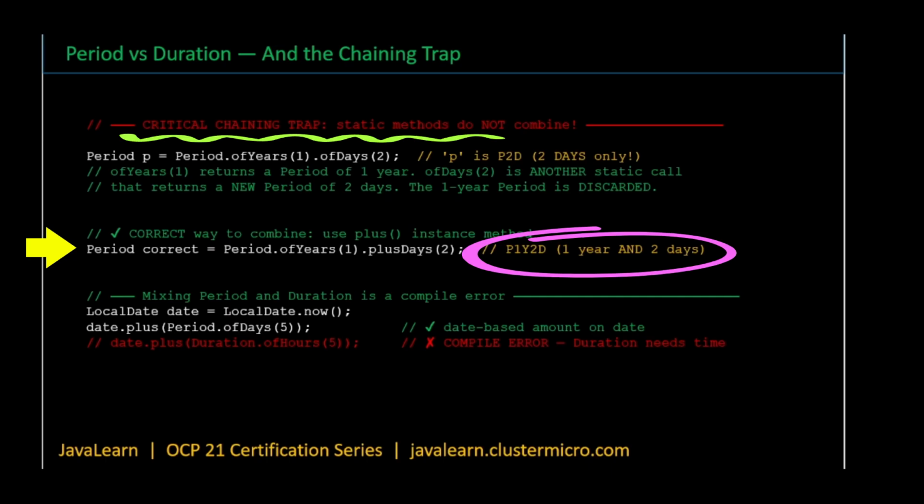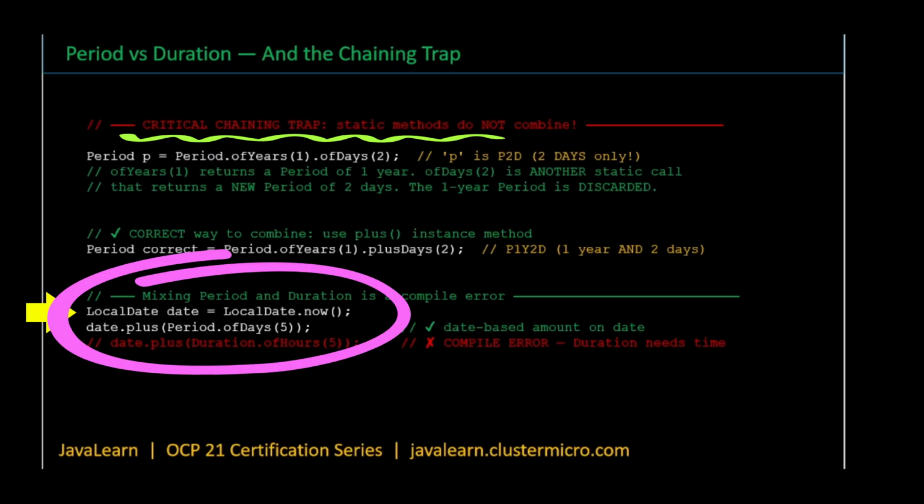And then we have mixing Period and Duration, right? We have LocalDate date equal to LocalDate.now(), then date.plus(Period.ofDays(5)). So what happens here? We get this date as a LocalDate, no time component and no zone, and then we add a period of 5 days to the date.